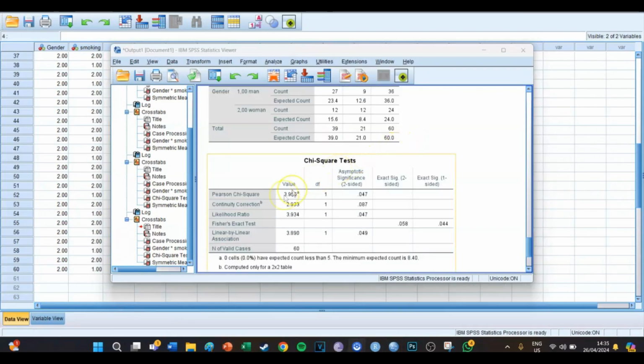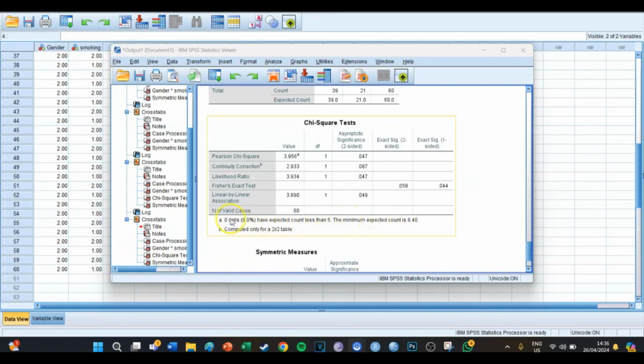So if we take a look at the Pearson's chi-square test, we can see that the p-value, so the significance value, is 0.047, which is lower than the alpha of 0.05, which means that the null hypothesis can be rejected, and therefore the alternative hypothesis can be accepted. This means that the two categorical variables are dependent on each other. So smoking status is dependent on the gender variable.